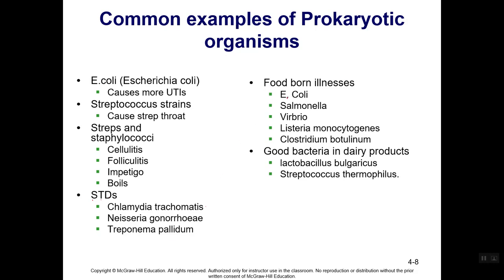Next, foodborne illnesses. We already mentioned E. coli, but there are others. Salmonella, Shigella, Vibrio, Listeria, Clostridium botulinum. That one causes botulism. Think canned food is where we're concerned about that one, because they have spores that can withstand very high temperatures. You have to be very careful with canning goods.